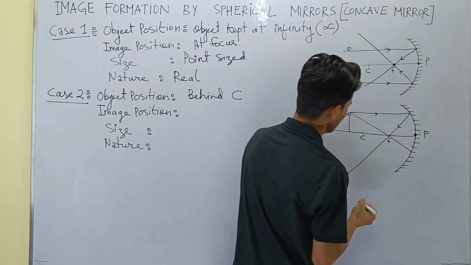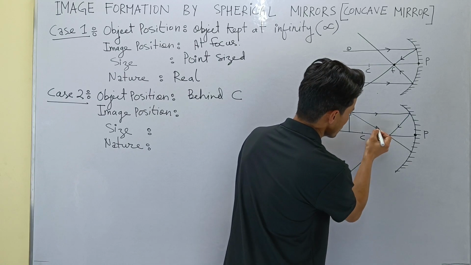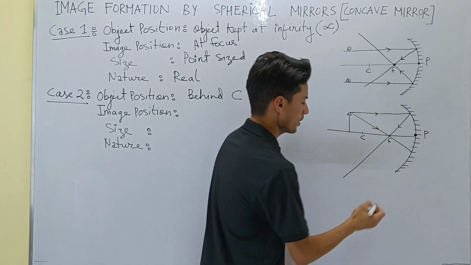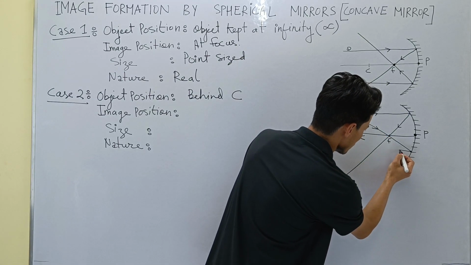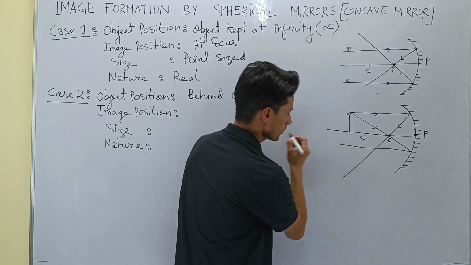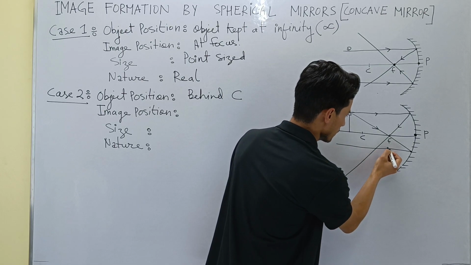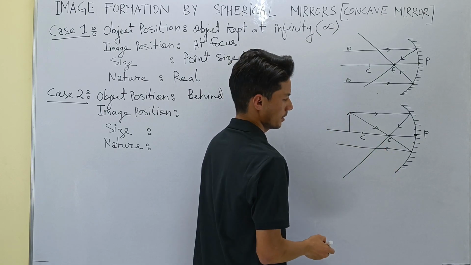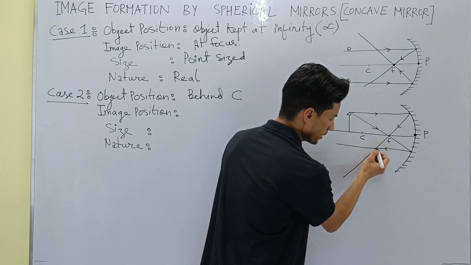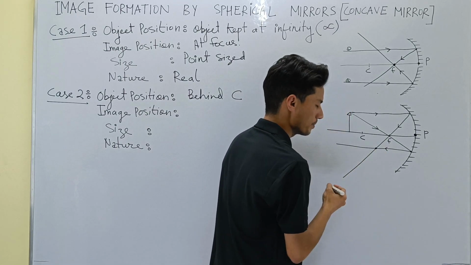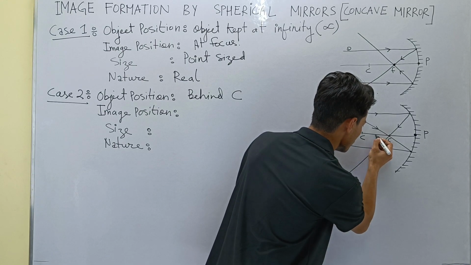This is the incident ray, entering through focus. Now reflection will take place, and then it will go parallel to the principal axis. Now the 2 reflected rays, do they meet here or not? Yes. So here will be the image. Now you will get an inverted image.